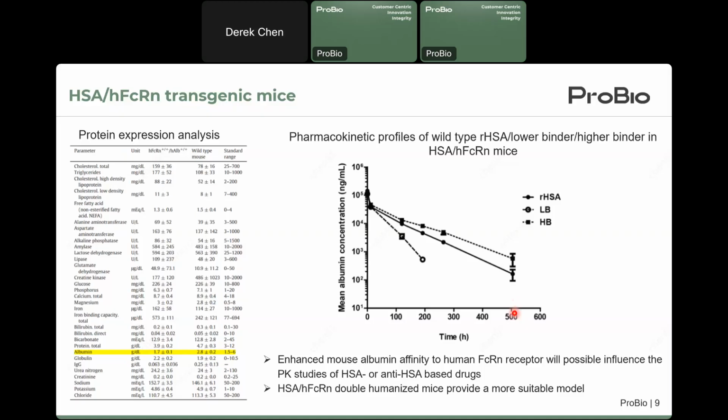In the FcRn transgenic mice, the mouse HSA has a higher affinity towards human FcRn transgene compared to human HSA. As a result, the mouse HSA will occupy human FcRn to a higher percentage and reduce the drug IgG binding to FcRn, leading to another bias in the PK profile. To resolve this new problem, HSA and FcRn double knock-in mouse is generated.